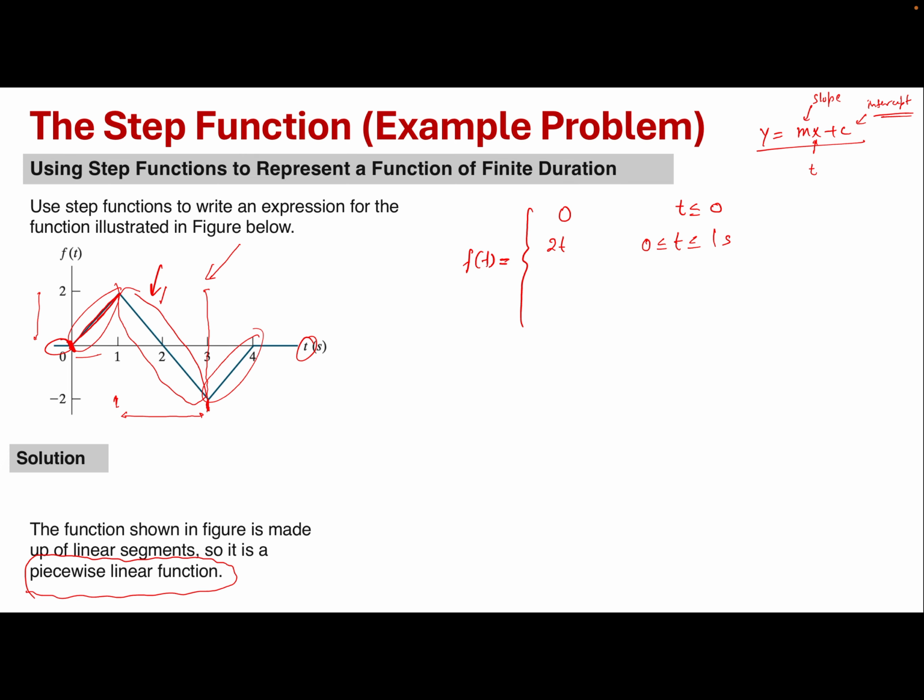And what is the intercept? I can, right, so moving from 1 to 2, it has the same slope, right? Moving from 1 to 2, it goes 2 in the y-axis.